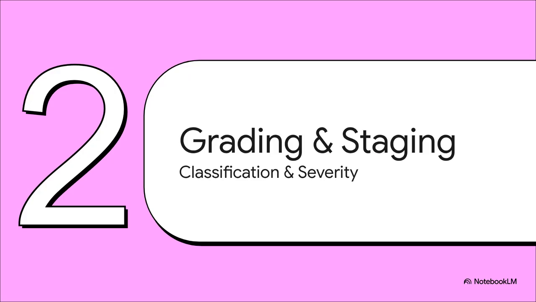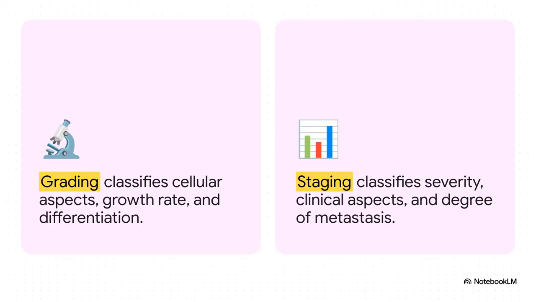Moving right along to Section 2, Grading, Staging, and Detection. Now here's a crucial distinction that trips people up all the time in clinical practice: the difference between grading and staging. Honestly, they represent two entirely different ways of looking at the disease. Grading is your microscopic view. It classifies the exact cellular aspects of the cancer, like how abnormal these specific cells look under a microscope, how fast they are growing, and how much they have differentiated from normal, healthy tissue.